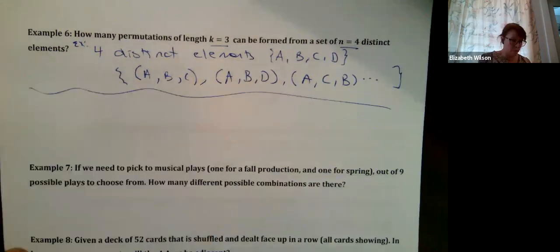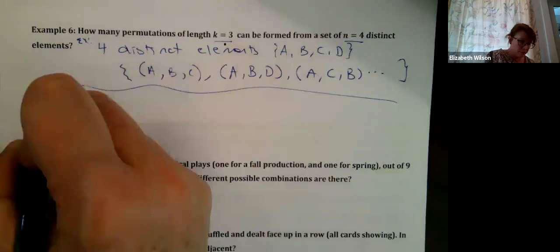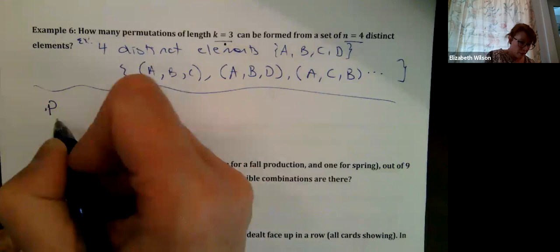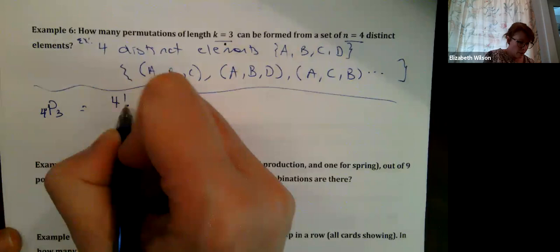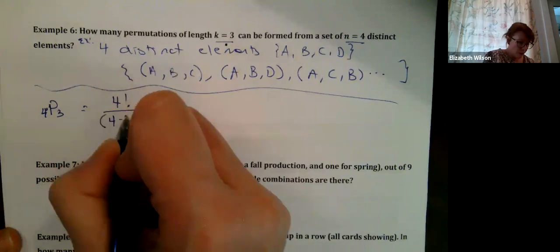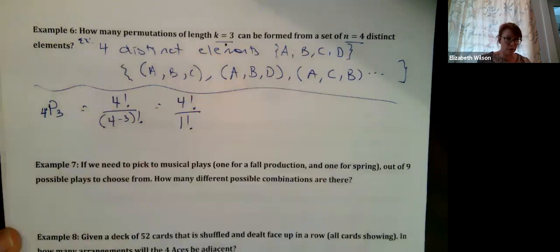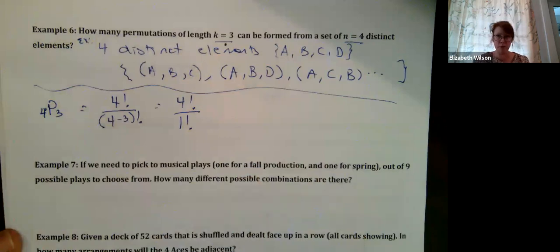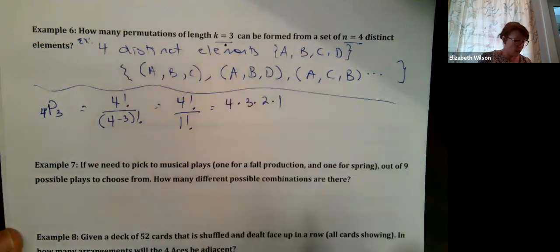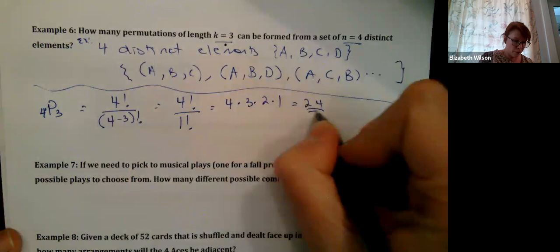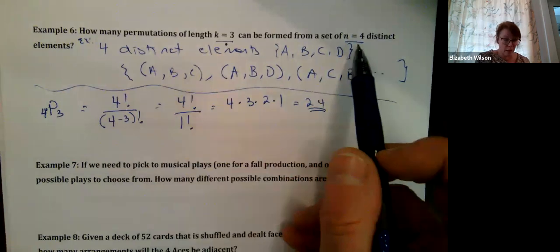Okay, so let's go ahead and think about it. This is n equals 4. We want to arrange it into a length of k equals 3. So I'm going to do 4P3, or 4 permute 3. So I'm going to say 4 factorial all over 4 minus 3 factorial, which is 4 factorial all over 1 factorial. 1 factorial is just 1, right, because it's 1 times, I'm already there, I'm at 1. 4 factorial is 4 times 3 times 2 times 1, which is 24. So there are 24 total ways that I can arrange these 4 distinct elements into a length of 3.